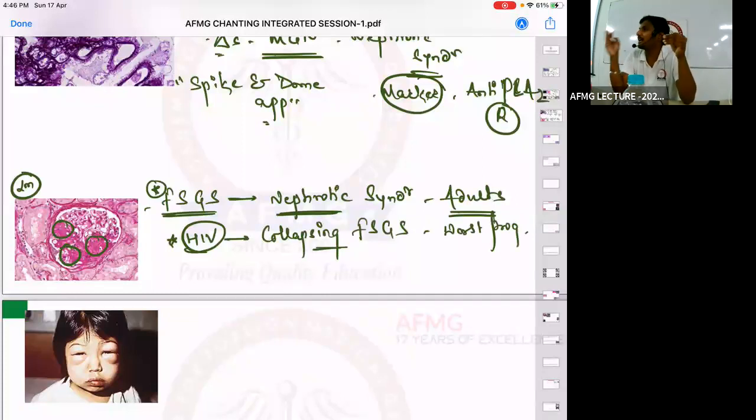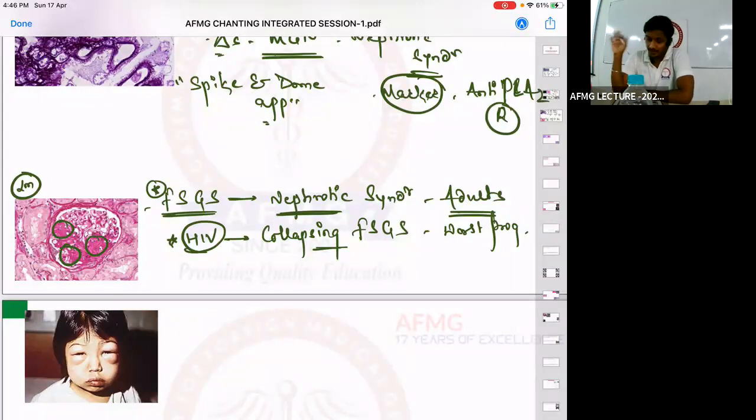The other conditions which can be associated with secondary FSGS would be reflux nephropathy, Hodgkin's lymphoma, heroin abuse, sickle cell anemia. Okay, multiple other conditions can be seen. But the important thing you need to remember is in which variety collapsing FSGS would be seen, and it will have the worst prognosis.